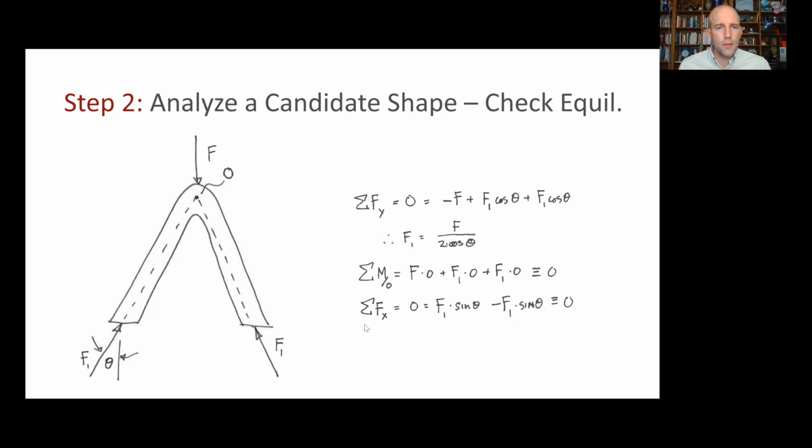And then finally, we have a check on the sum of the forces in the x direction. And here we have implicitly assumed symmetry by saying these 2 forces are the same. So then in the x direction, we have F1 sine theta minus F1 sine theta is 0. And that's always going to be the case. Okay, so this is looking good. We can achieve static equilibrium.